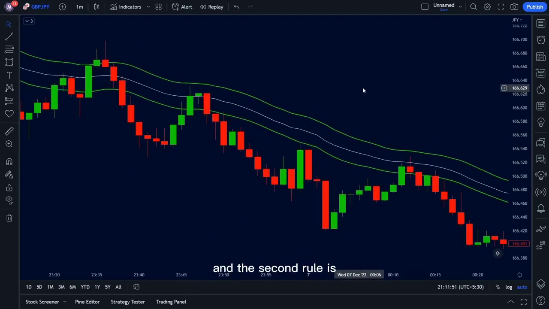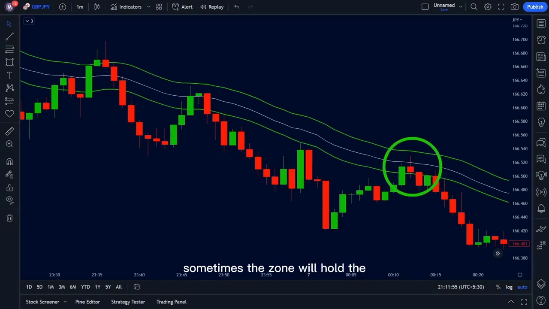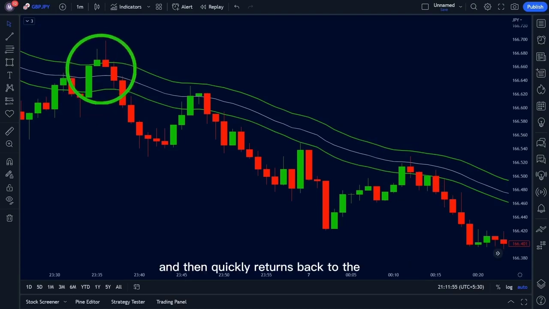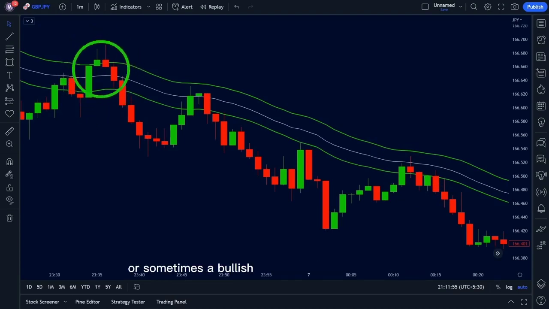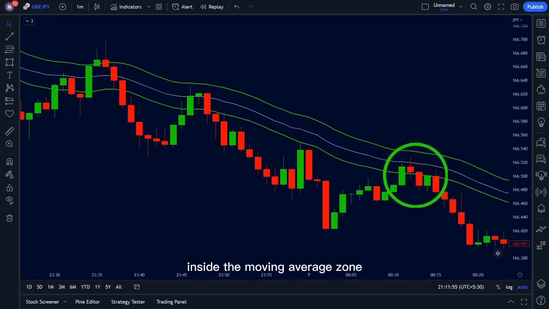And the second rule is the market price should hold in the moving average zone. Sometimes the zone will hold the price perfectly like this. But many times you will see that the market price crosses upwards and then quickly returns back to the zone. Or sometimes a bullish candle closes above the zone and the next candle immediately goes to the zone. These scenarios are valid with our second rule. Our main target is the price hold inside the moving average zone.